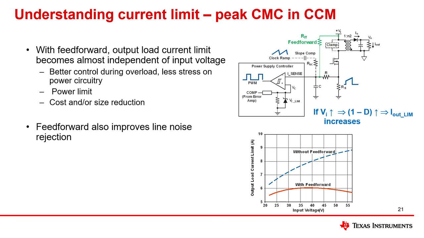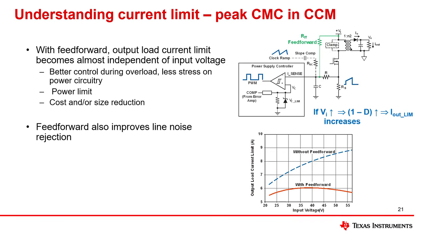This dependency on the input voltage can be almost eliminated by using a simple feed-forward technique. In the schematic, RFF is used to inject this feed-forward signal, which is proportional to the input voltage, on the current feedback node. The graph shows that by using feed-forward, a quasi-constant power limit can be achieved. As the input voltage increases, the output load current limit varies from 5.6 to around 6 amps. This provides a better control with less stress on power components during overloads.